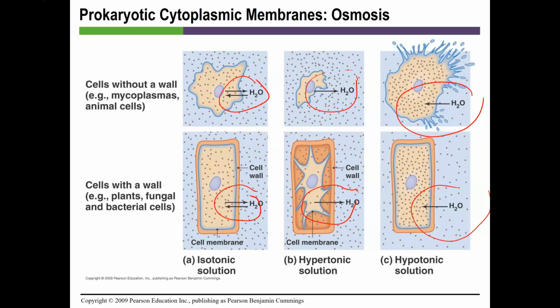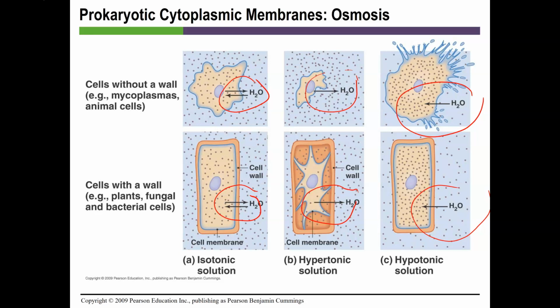If the cell does not have a cell wall, then the cell membrane is going to expand and it can burst unless the cell is designed to withstand this. An amoeba, which lacks a cell wall and lives in a hypotonic environment such as pond water, will have a special organelle that can pump the water out.